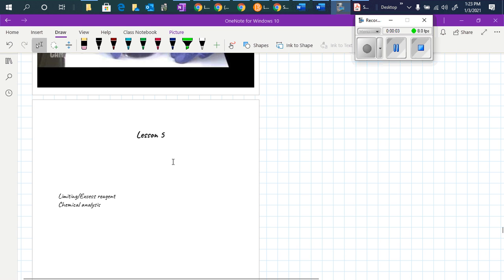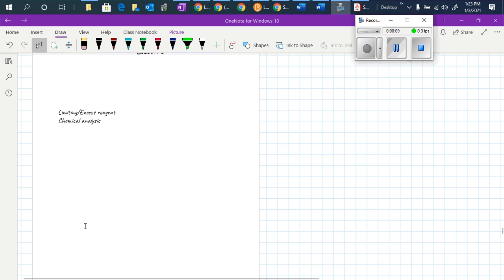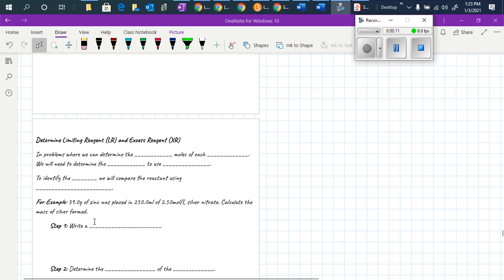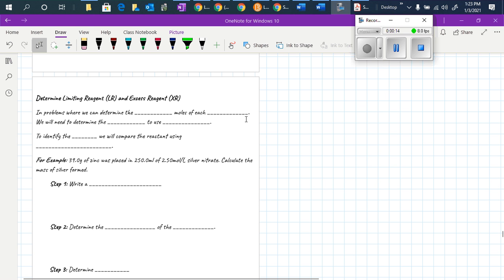Lesson 5 deals with limiting and excess reactants and some chemical analysis. So we'll start first with limiting and excess reactants. We dealt with that concept in one of the examples, but today we will see it in more detail.